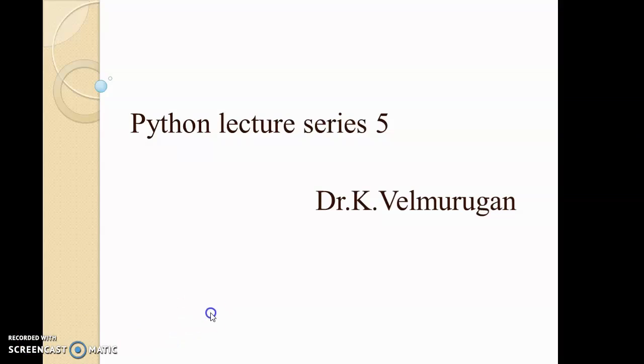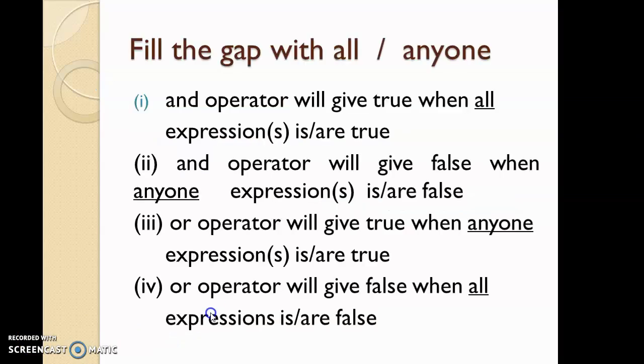Let us discuss the answer for the question given in the last lecture. Fill the gap with "all" or "anyone". The first question: AND operator will give true when all the expressions are true. So the answer is all. Second one: AND operator will give false when any one expression is false. So the answer is anyone.